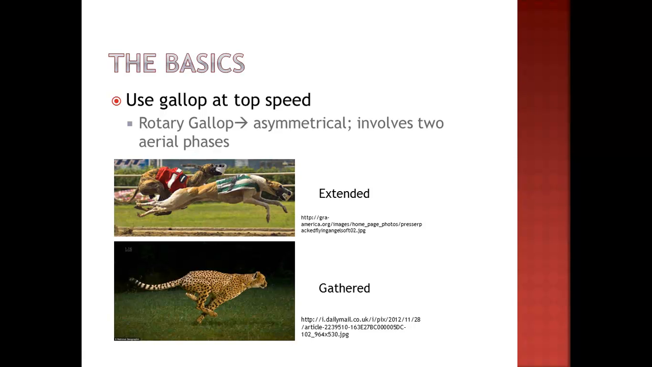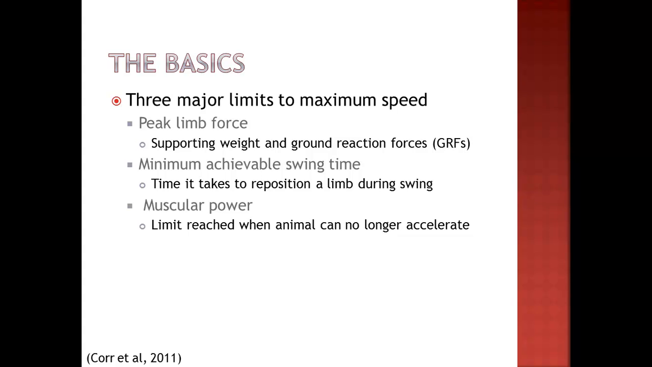And some of the curiosity with this topic originates from the similarities between the cheetah and the greyhound in terms of their movement. For example, both species utilize a gallop at full speed, and specifically they use a rotary gallop, which is a very efficient asymmetrical gait that has two aerial phases. One of the aerial phases is the extended phase, where the feet are stretched away from the body and the back is extended, and the other aerial phase is the gathered phase, where the back is flexed and the hind feet pass in front of the forefeet.